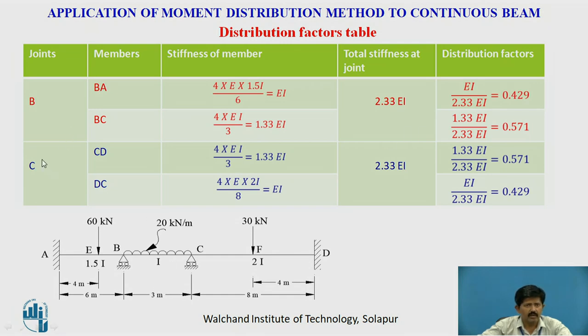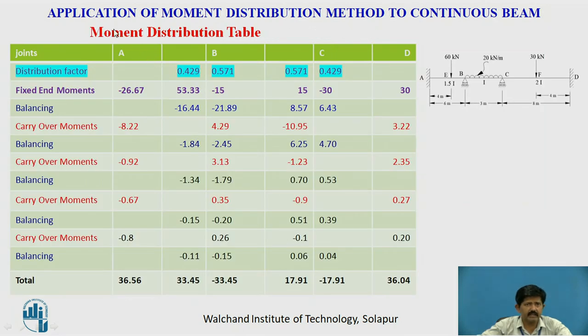So here now you consider the joint C. So here the members will be CB and CD. So far end is again fixed, so you will be having this as 4EI upon L. Here also far end is fixed, it is 4EI upon L. Repeating the same procedure, we will get the distribution factor for CB member is 0.571 and for CD member is 0.429. Now systematically arranging the moment distribution table.